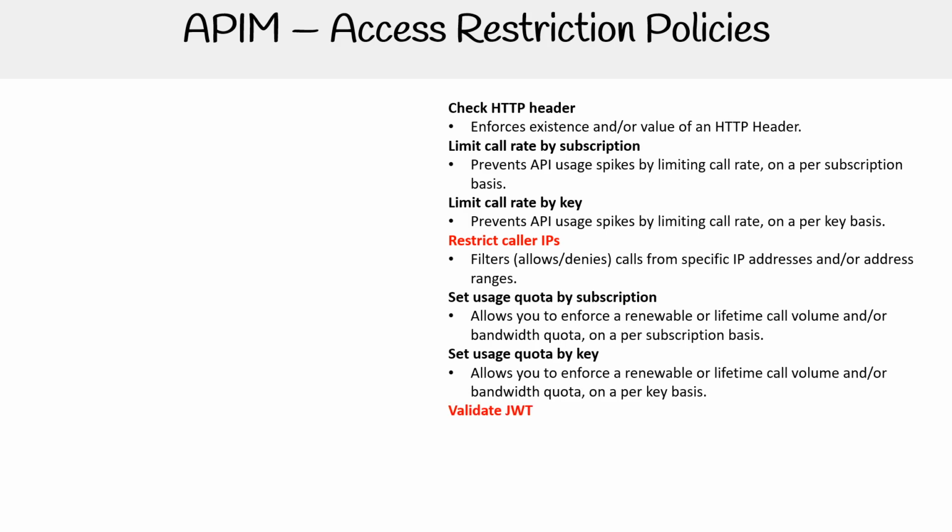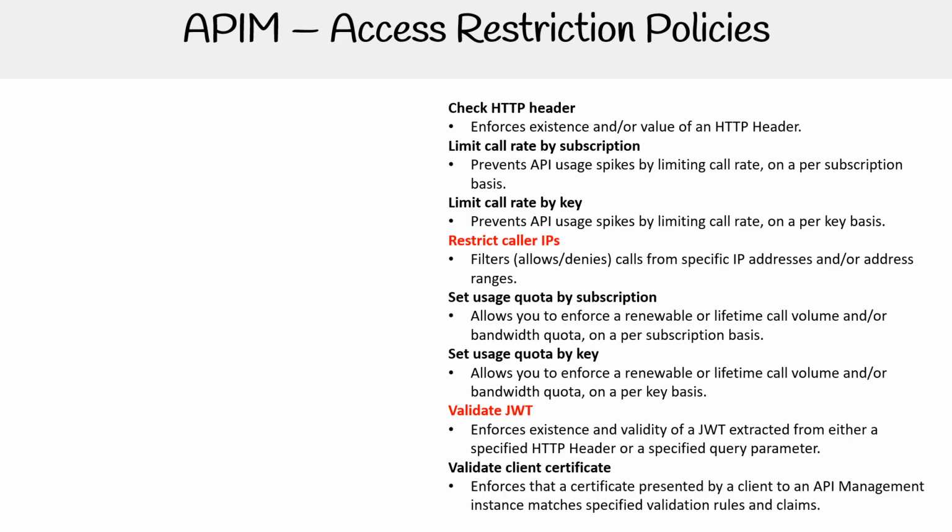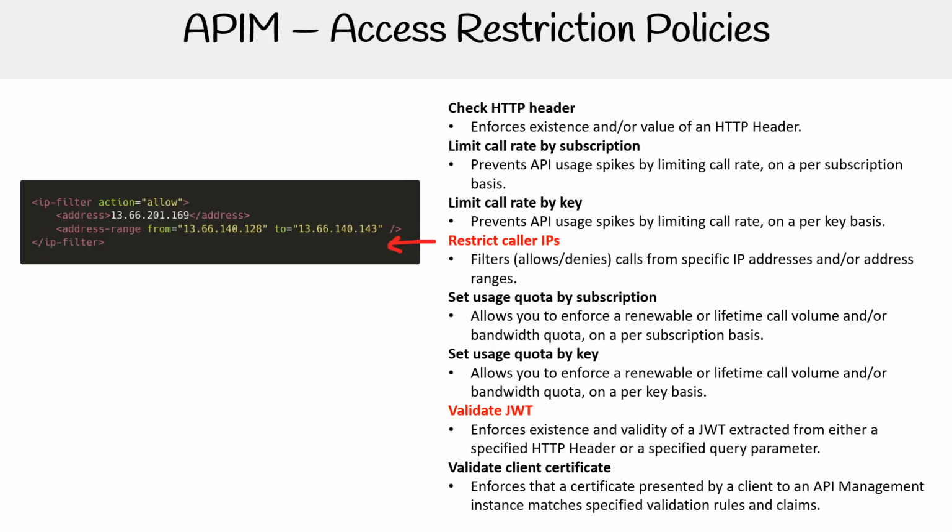Validate JWT, so enforces existence and validity of a JWT, JSON web token, extracted from either a specified HTTP header or a specified query parameter. JWT is very common for authentication of client-side applications. Validate client certificate, so enforces that a certificate presented by a client to an API management instance matches specified validation rules and claims. Let's take a look at that restrict caller IPs.